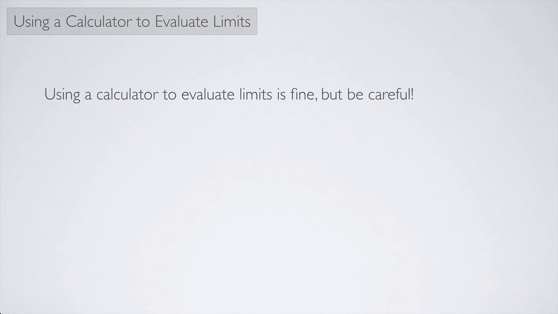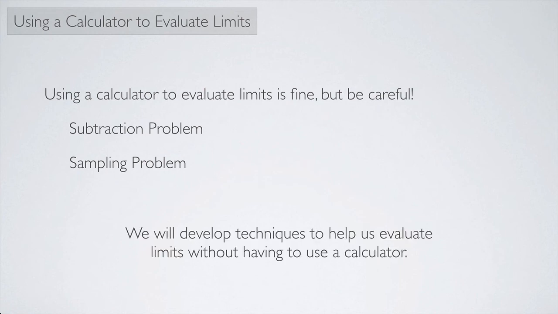So what's the lesson here? Well, you can use a calculator to evaluate limits, but you have to be careful. There are two things to watch out for: the subtraction problem and the sampling problem. The best thing to do, if you have to use a calculator, is to look at the graph and look at a chart of values and try to use all the information you can to determine the limit. Using a calculator is fine, but it does have its limitations. Later on, we're going to develop techniques that will help us evaluate limits without having to use a calculator.